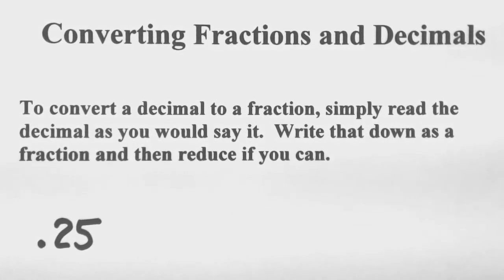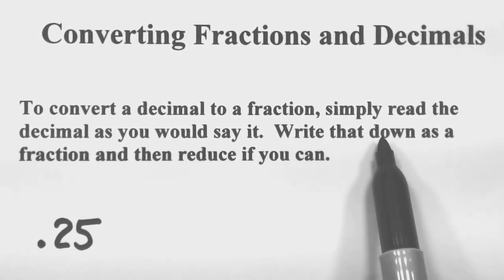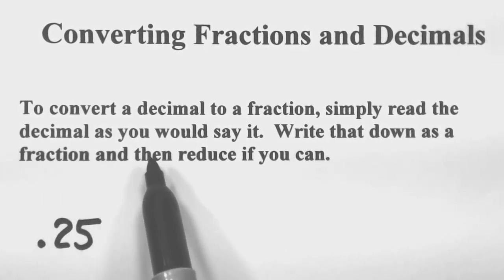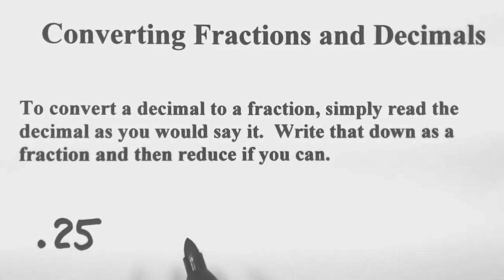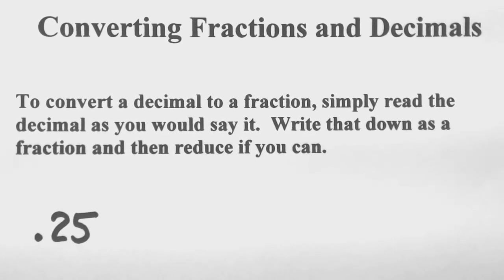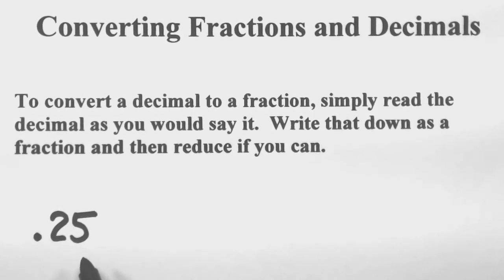Let's start out first. To convert a decimal to a fraction, simply read the decimal as you would say it verbally, and then write down the fraction and reduce it if you can. Well, here we have 0.25. Now remember the place value. The first place is the tenths, the second place is the hundredths.